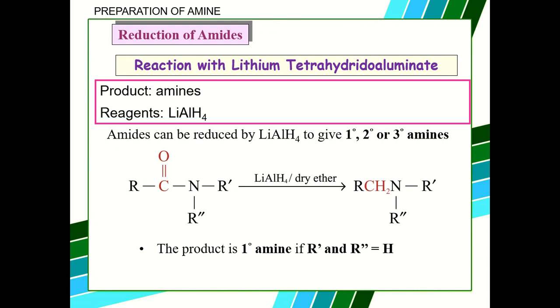Now this is new, which is reduction of amide. I think I already told you about amide in one of the previous slides. Amides are compounds with the functional group of C double bond O and NH or NR. So this is an amide.